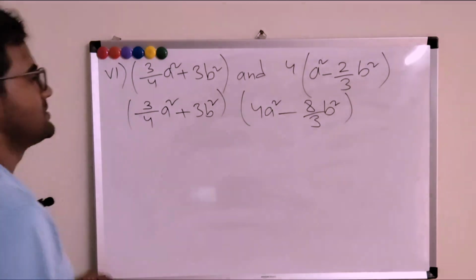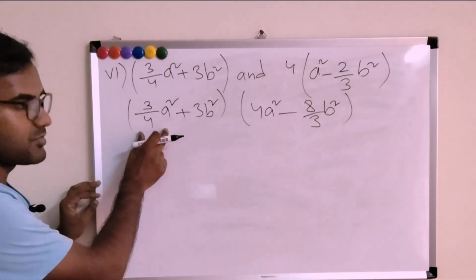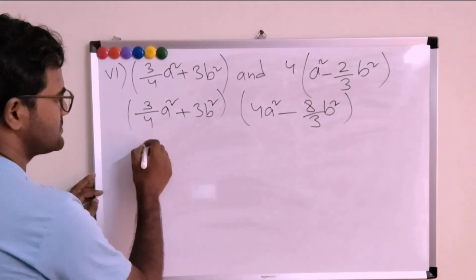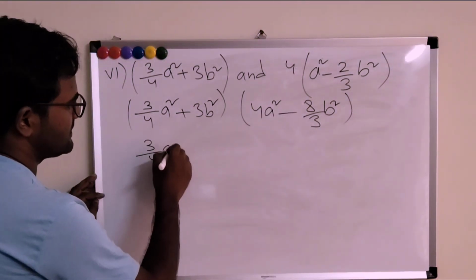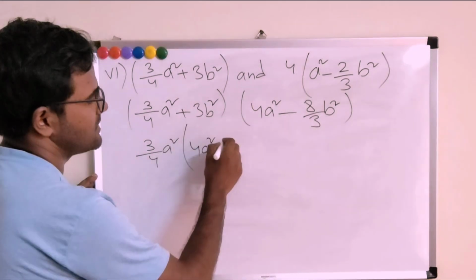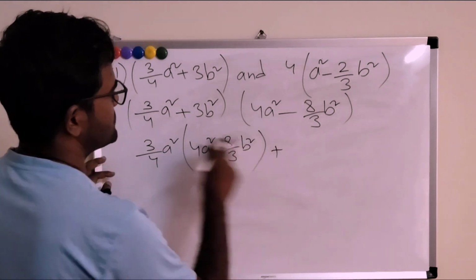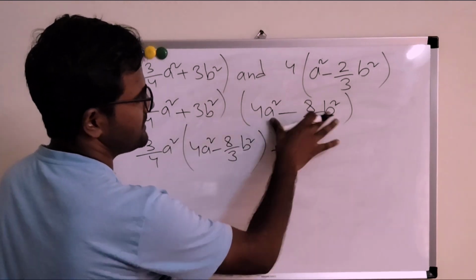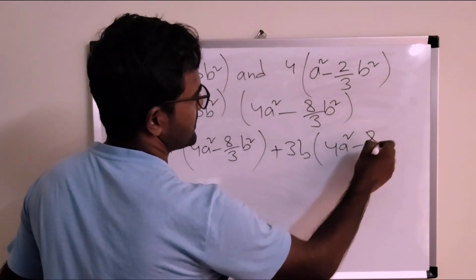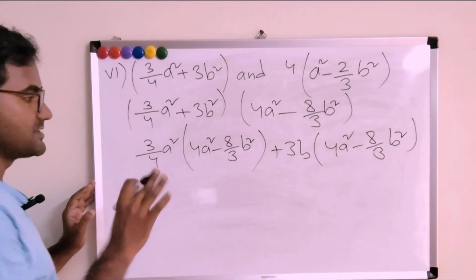I think I'm right. So now after that, what do you do? Alright, now we will take this part and this whole thing, this part and this whole thing, as we always do, right? So 3 by 4a square, then this whole thing you take 4a square minus 8 by 3b square. This one you take plus 3b, then again this whole thing 4a square minus 8 by 3b square. Alright, I hope it is clear.